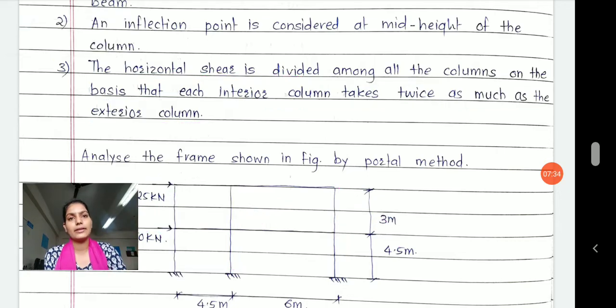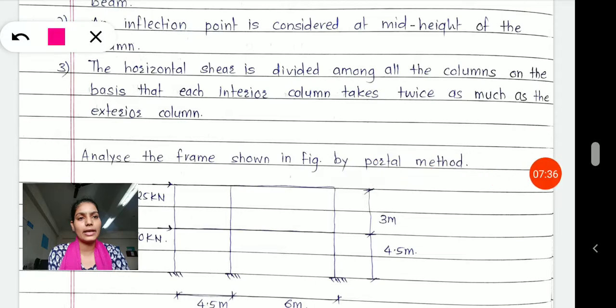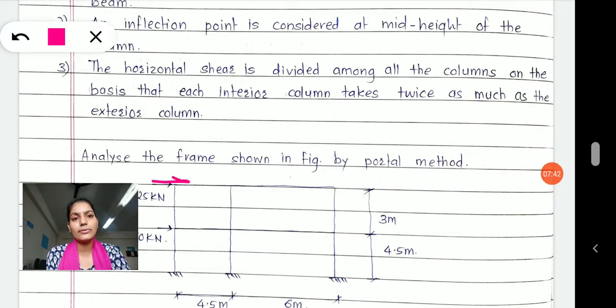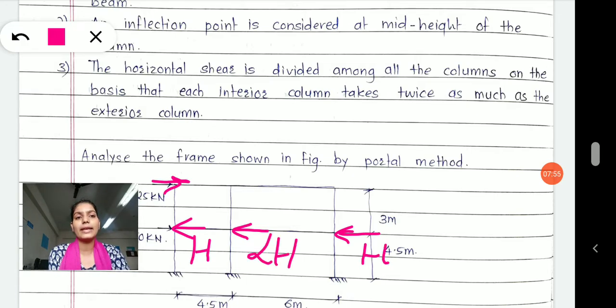Let's take it nicely. If I'm considering a horizontal force 25, then at this point I will consider my horizontal force distribution. So exterior columns will take H, and my interior column will take twice of it, which means 2H.